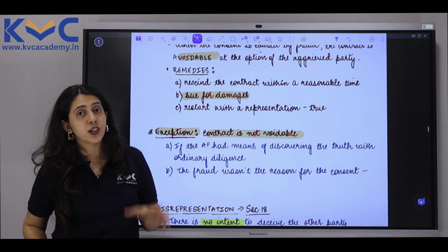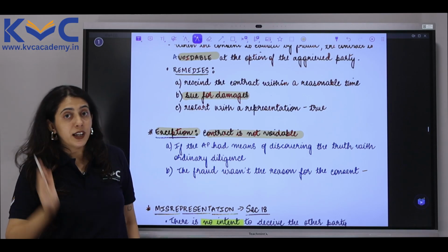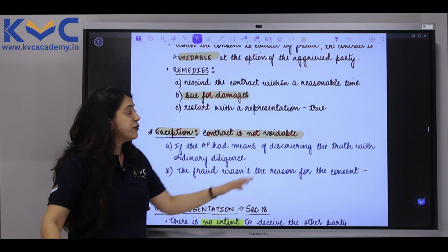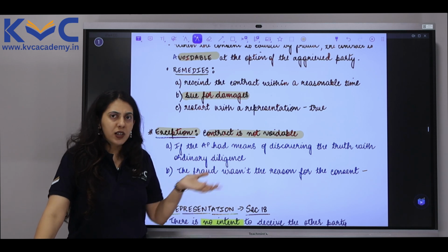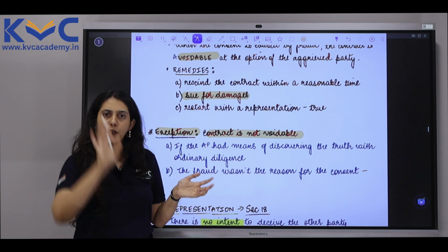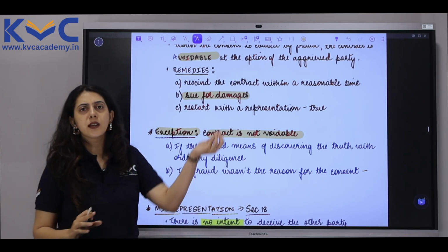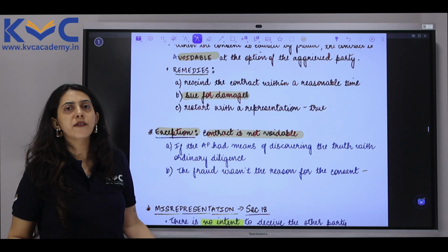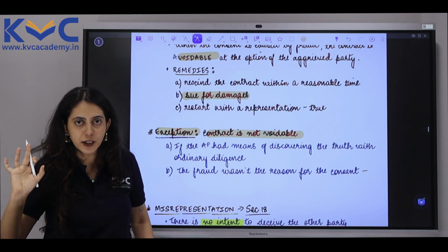There is a caveat which says, let the buyer beware. So that logic will apply here. If the aggrieved party had means of discovering the truth with ordinary diligence, here, just to take that bottle from the hand of the seller and check it does not involve rocket science. Through ordinary diligence or duties itself, you will find out that there is no oil in that bottle. So you could have discovered the lie, but you did not do that. That's on you. You cannot avoid the contract after that.